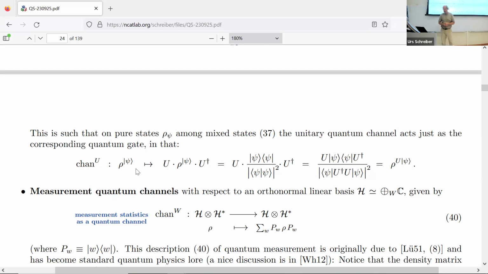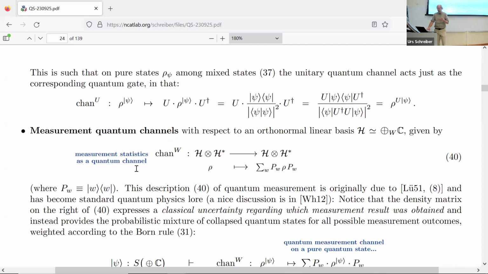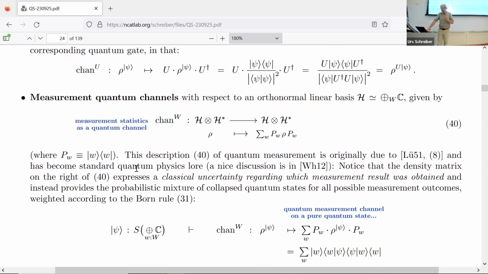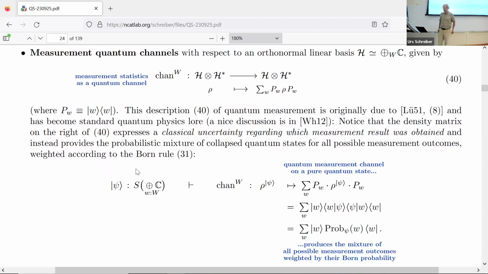And as you can see from the definitions, it does the evident thing on a mixture. If you feed in the mixture, so you don't know exactly which pure state you're feeding in, each pure state in the mixture gets transformed in this way, and you get the exact corresponding mixture of unitary transforms. So this is, if you wish, the boring, the null case. And now the important case is the measurement channel.